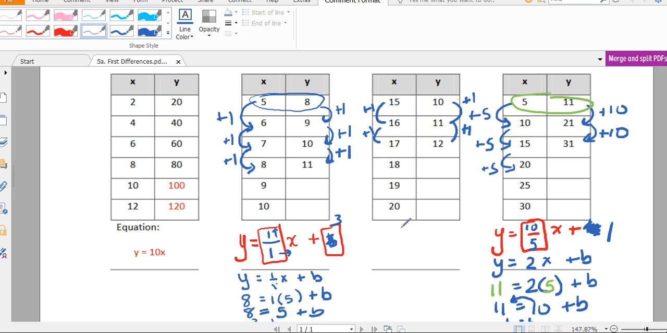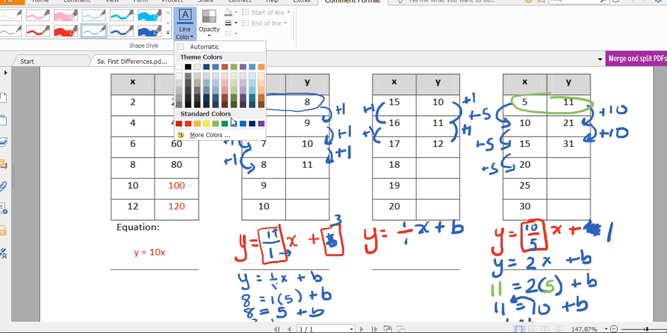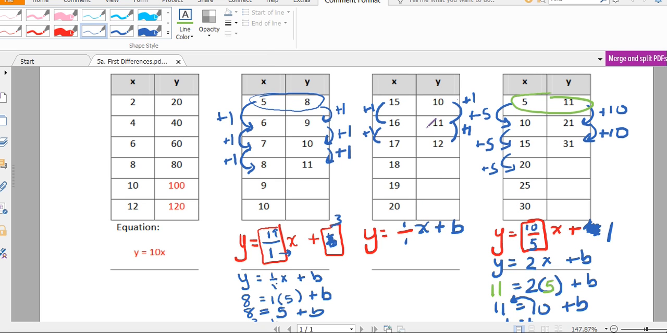Okay, which means my slope I know is going to be y equals 1 over 1 x plus whatever my b value is. Okay. Now from here, I could just sub in any x and y value. Any x and y value from this table. So let's just use 11 and 16 this time.